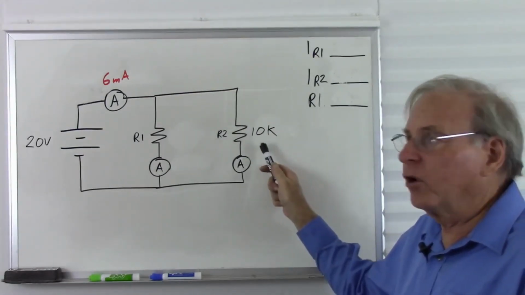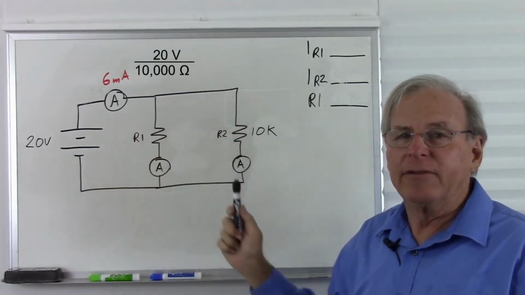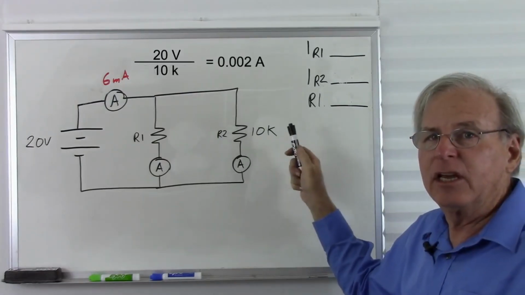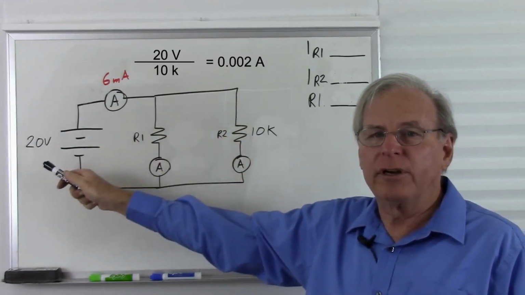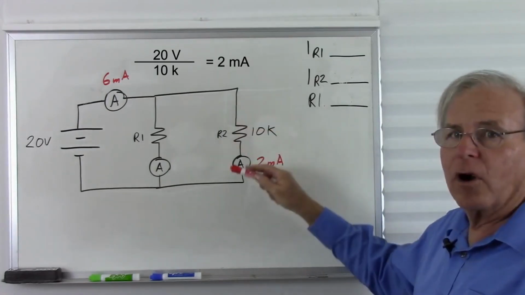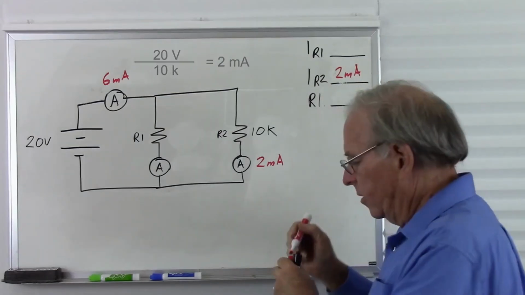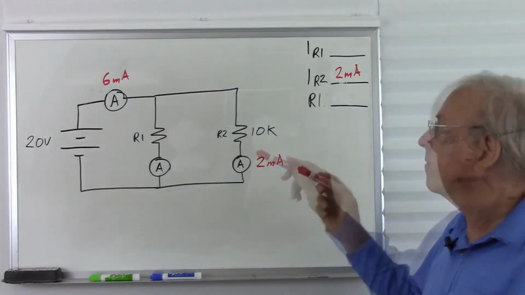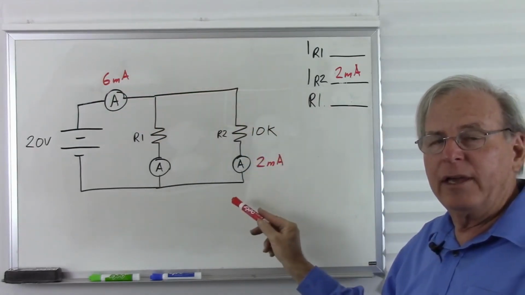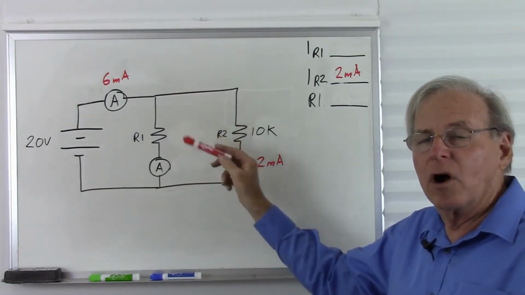So what we have here is 10,000 ohms and 20 volts. So 10,000 goes into 20, gives us an answer of 0.002 amps. Or we can say 10 kilo ohms divided into 20 volts gives us a current of 2 milliamps. So the current through R2 is 2 milliamps. We start out with 6. 2 milliamps went this way, so the other 4 milliamps must have come through here. So we have 4 milliamps through R1.